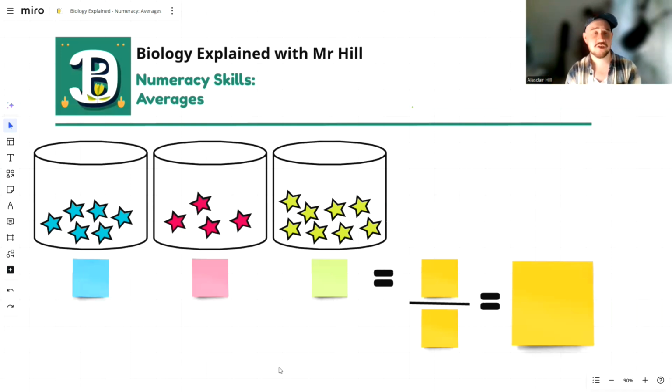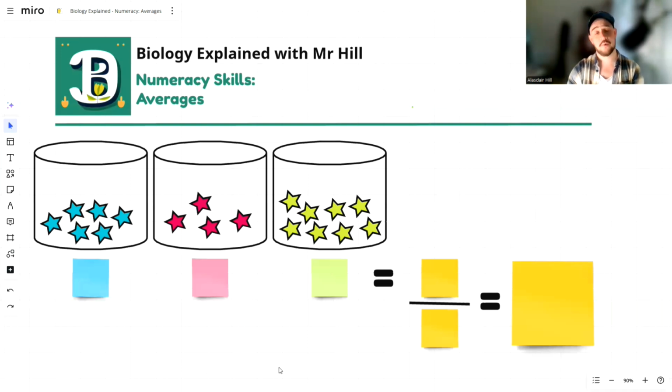But in science at National 5 level, all we're concerned with is looking at the mean, which is your sort of typical average that you might calculate. Now, it really is a very simple calculation. All you are going to have to do is to add up all the values that you have and divide it by the number of values that you have collected.